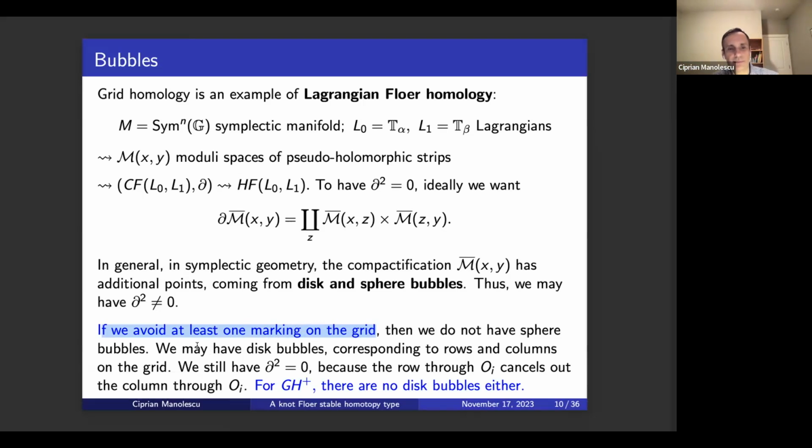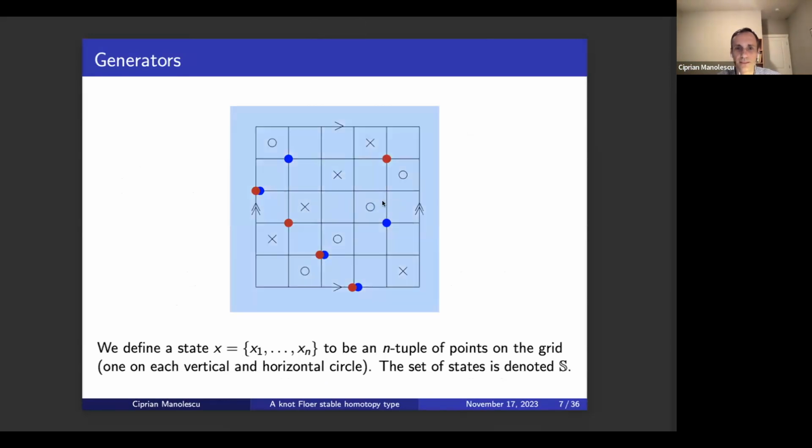Now you can have disk bubbles. The disk bubbles correspond to rows and columns on the grid. So each of these things basically corresponds to a disk bubble of index 2, and also a column. So this appears when you, for example, have a rectangle and then another rectangle going around the torus; together they can give you a row. So it appears when you do del squared equals 0.